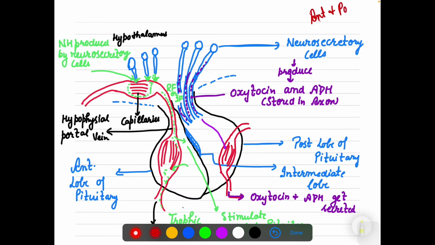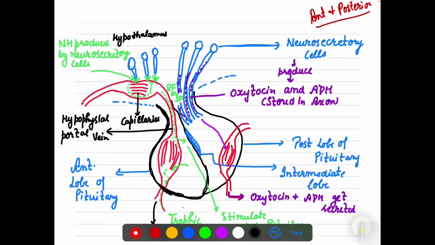So this is the diagrammatic part in which we talk about how the anterior lobe and the posterior lobe of pituitary get stimulated. What is the mechanism? See now, as you can see, first we will start from this. This is one lobe. Just look at the black outline, just look at this portion which I am drawing right now.